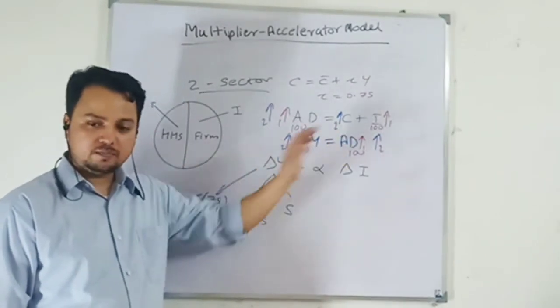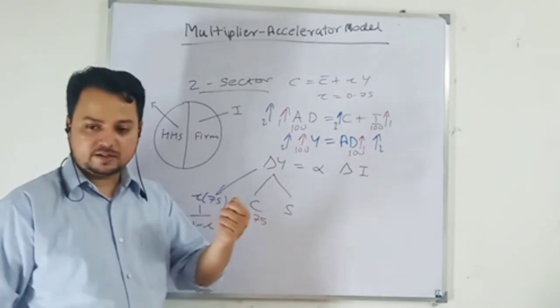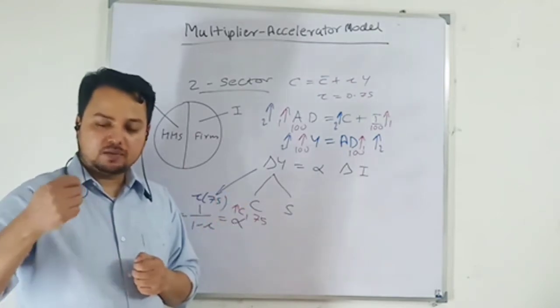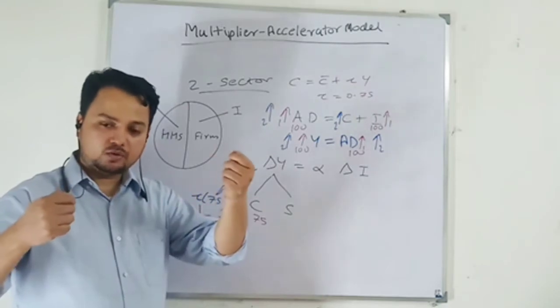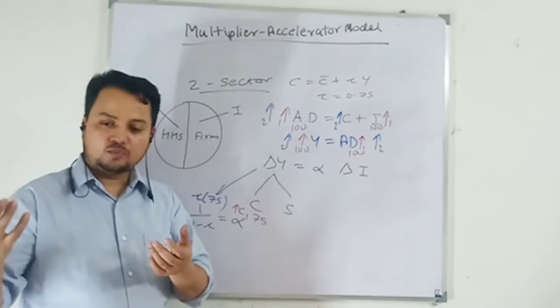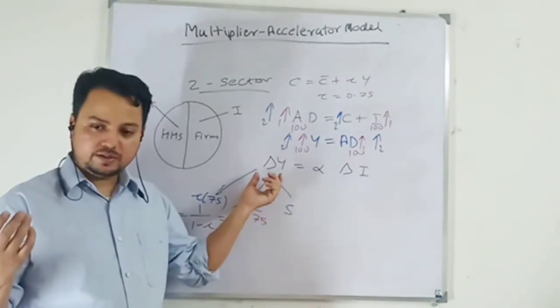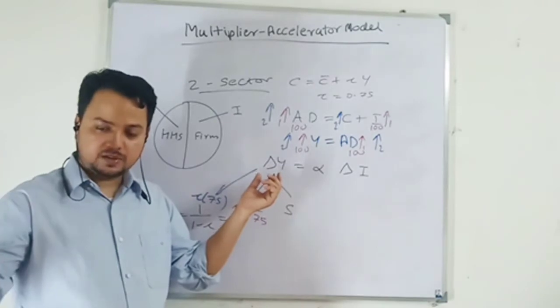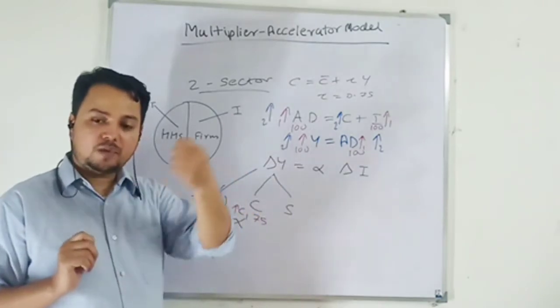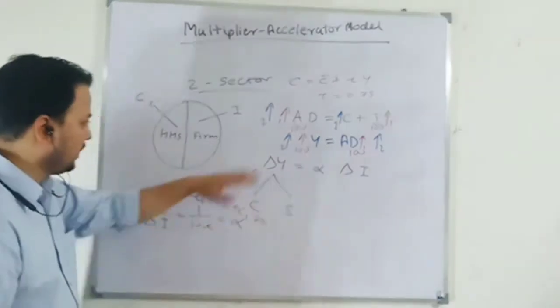So on one side the multiplier is working. Second, when we look at the accelerator, when your income increases, your demand for capital goods also increases, in order to produce more output. What is income? It is output. So when your output increases, in the accelerator principle, your demand for capital goods also increases. That means investment is also increasing. Let me rub this part.